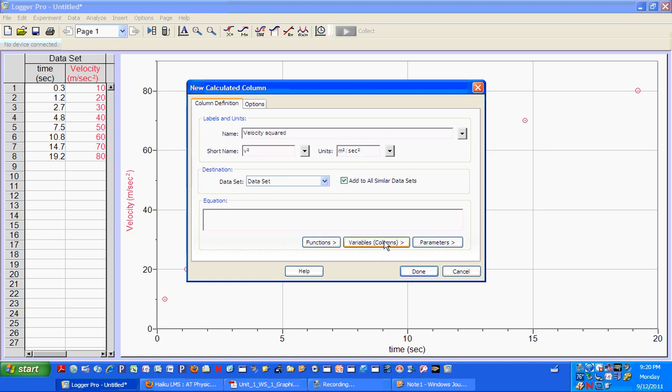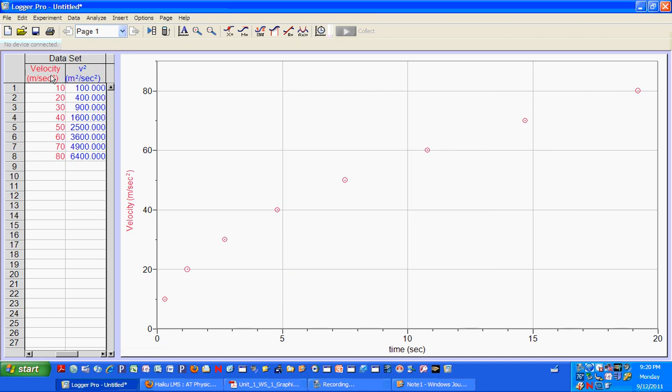Alright, so here's what I need to do. I need to square the velocity. So I'm going to go to my variables column. I'm choosing velocity because that's what I'm going to square. And this works just like a calculator. So what I'm going to do is put in a caret and a square, and I'm done. And what will happen is that'll give me that new column.